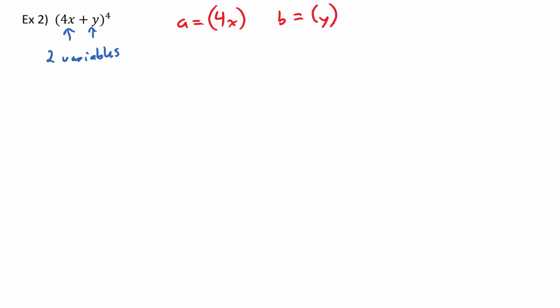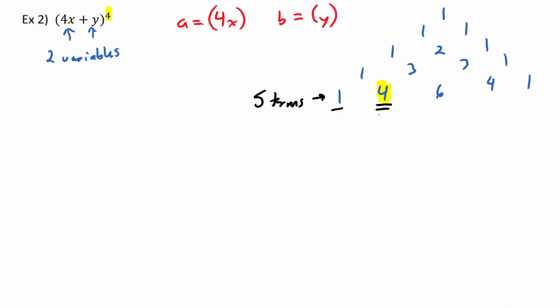Let's do Pascal's triangle. Our exponent is a 4, so I have to go up to 4 with Pascal's triangle. So we have 1, 1, 1, 1, 2, 1, 1, 3, 3, 1, 1, 4, 6, 4, 1. So this is the level we're working with, again, because that is the same value as your exponent. And in this case, there will be 5 terms that come about. 1, 2, 3, 4, 5.